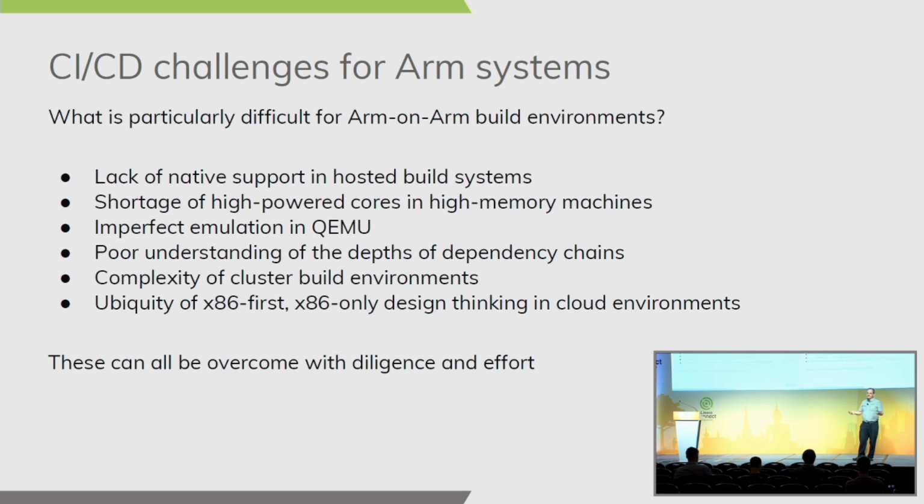There's generally in the ARM ecosystem a shortage of high-powered cores in high-memory machines. The total number of cores of machines that have 100 gigabytes of memory or more in the ARM world is orders of magnitude less than there are for some other architectures. So the projects that need lots of resources systematically have a hard time getting them.